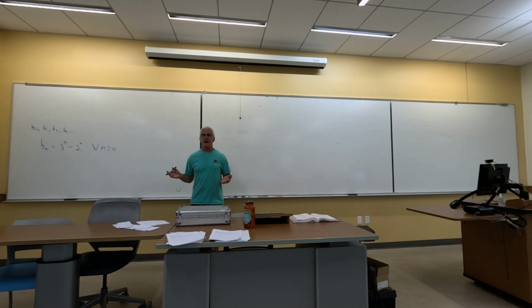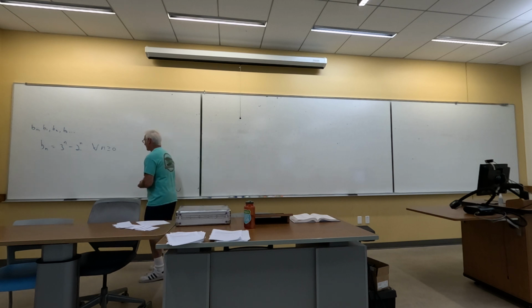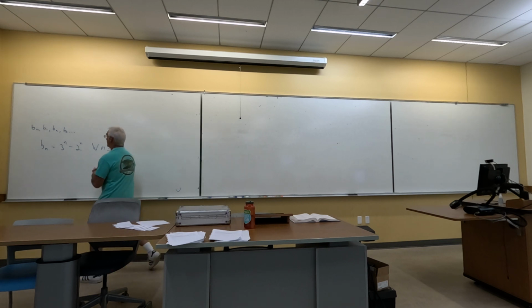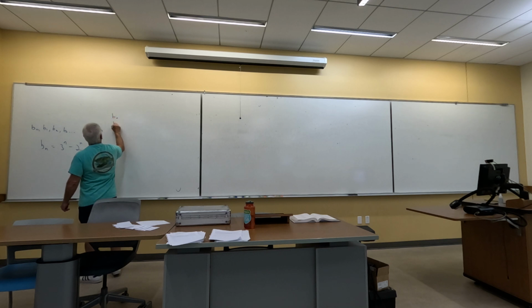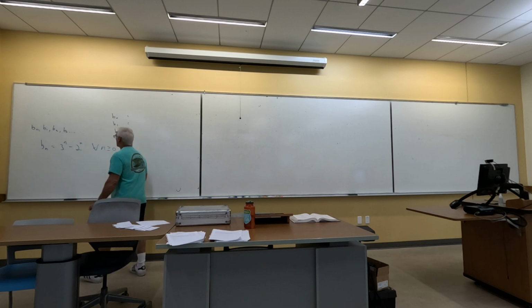We did that last week when we looked at some geometric and arithmetic sequences. Remember, we did the first few terms, said, yep, I think I'm doing it right. So if I just wanted to write down the first few terms, what would B0, B1, B2, B3 equal? 0, 1, 5, 19. All right, so 3 to the 0 minus 2 to the 0, and then the next one would be 3 minus 2, and then 9 minus 4, and then 27 minus 8, and so on.